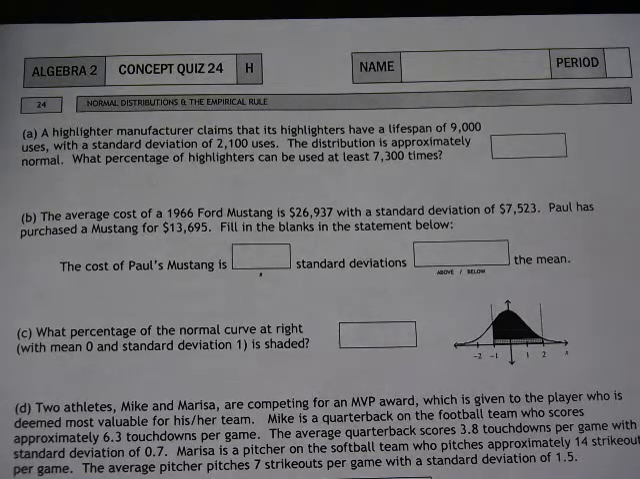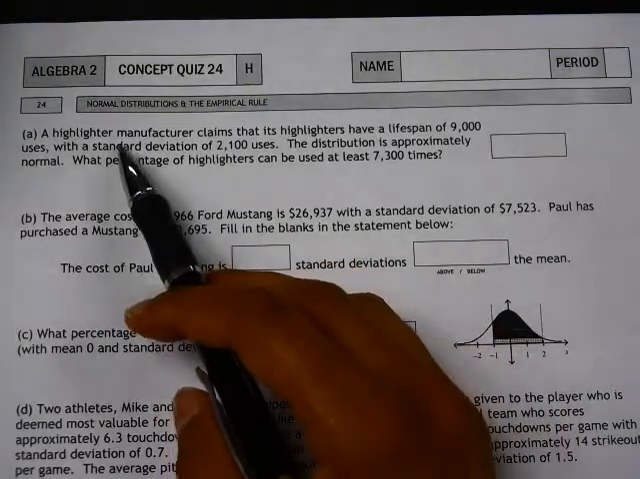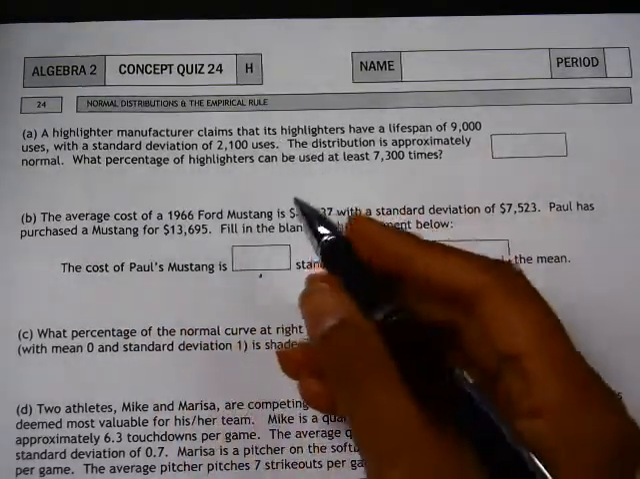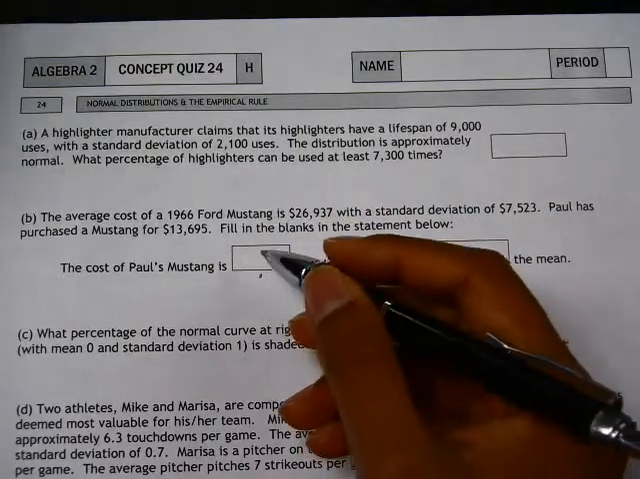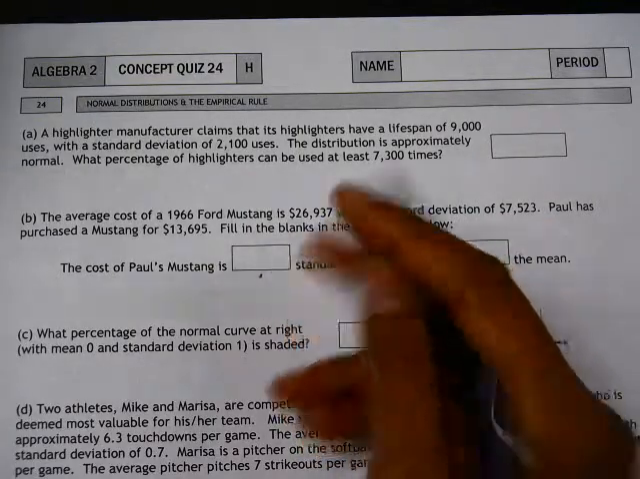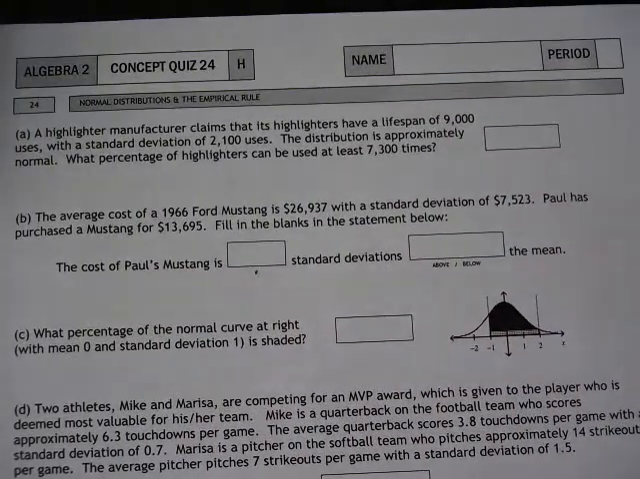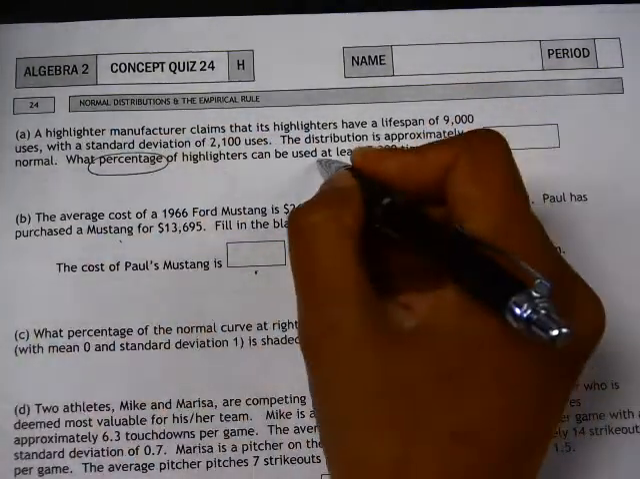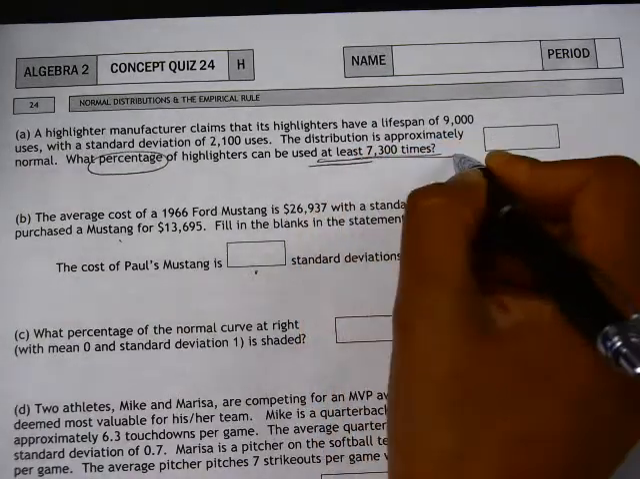This is the video for Concept Quiz 24 review. Part A, a highlighter manufacturer claims that its highlighters have a lifespan of 9,000 uses with a standard deviation of 2,100 uses. The distribution is approximately normal. What percentage of highlighters can be used at least 7,300 times?